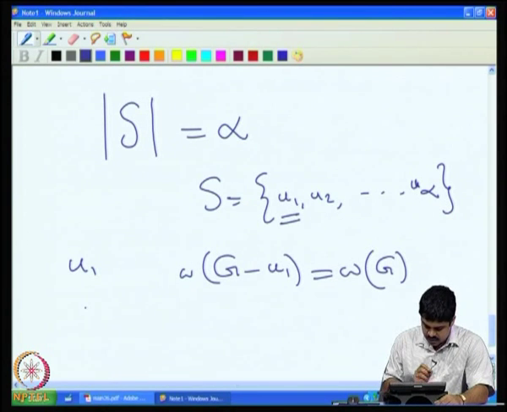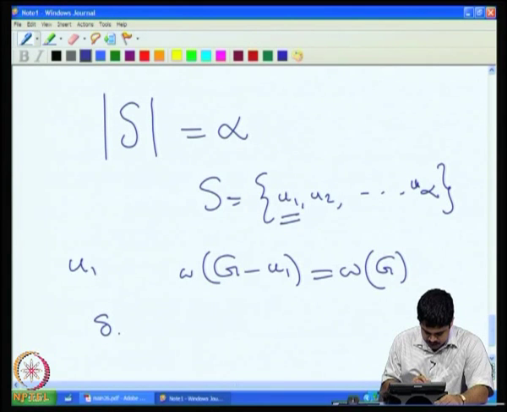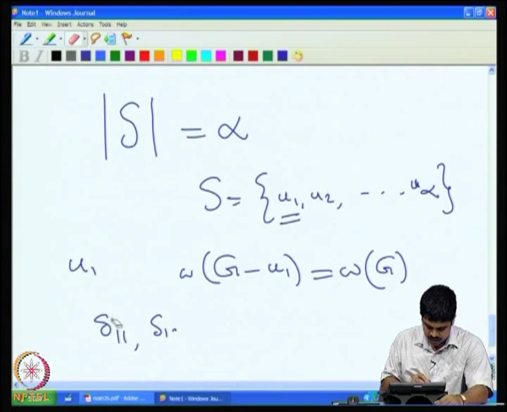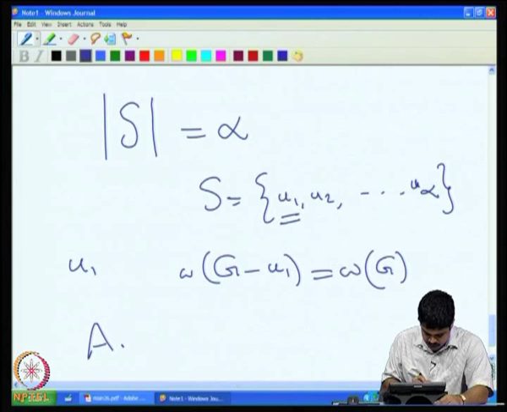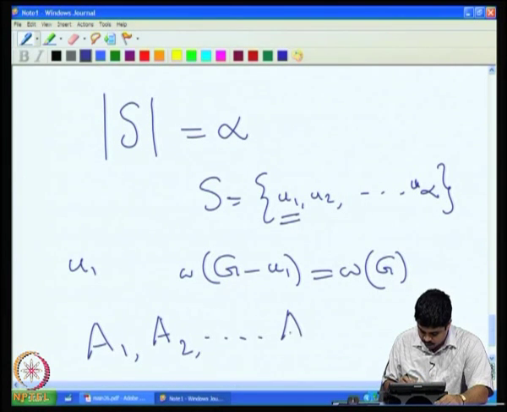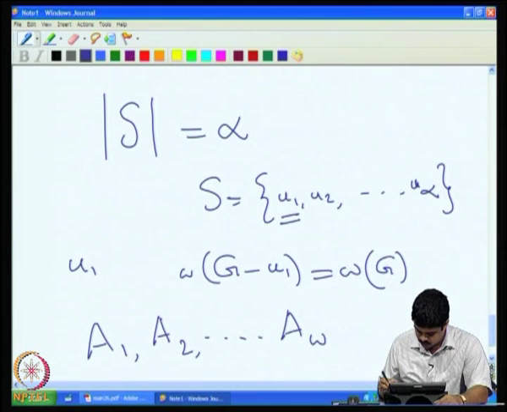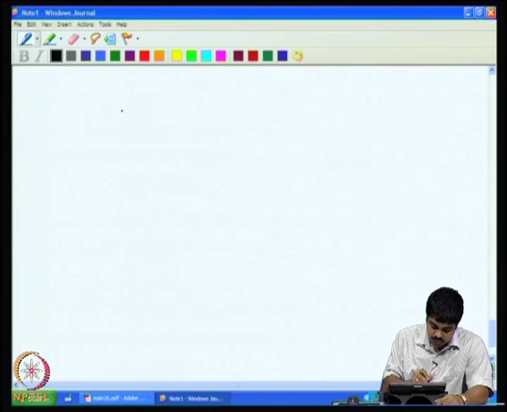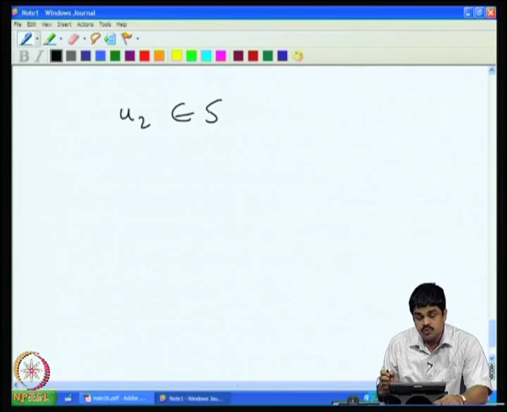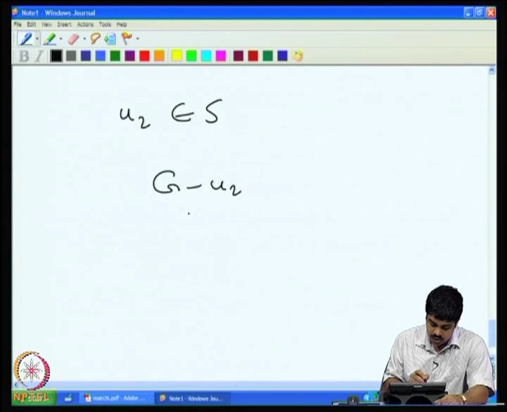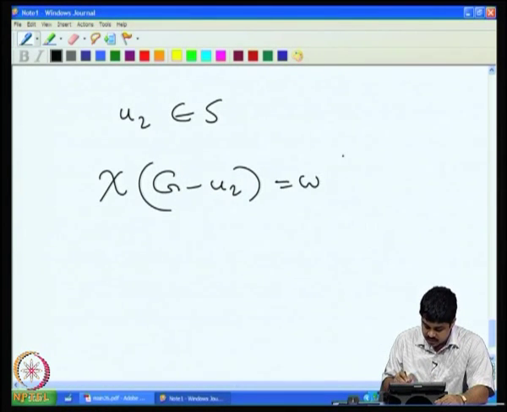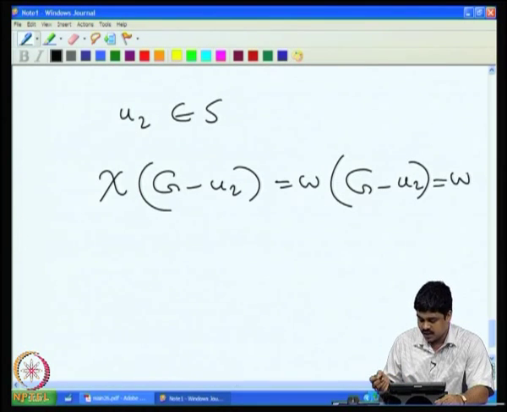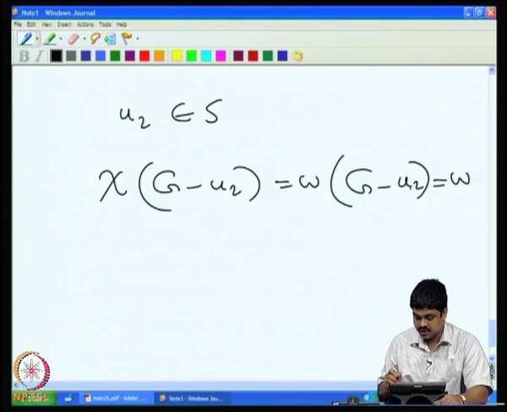We can call them A1, A2, up to A omega, these are the color classes. Now, what will happen if I consider u2 from S and remove u2, giving G minus u2. Again the same thing applies for G minus u2. Because it is a perfect graph by induction, its chromatic number is equal to its clique number, and also it is equal to omega, as we have seen that its clique number cannot reduce by removing this, because if it reduces then you can get a new color and G also becomes perfect as we want.